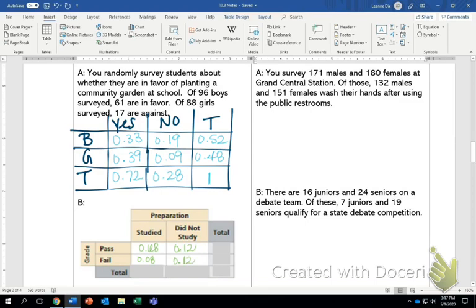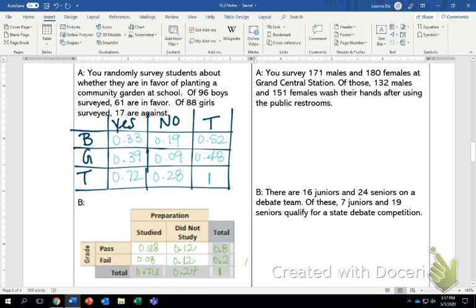All right, I'm going to add downwards. 0.68 plus 0.08 is going to be 0.76. Add downward for the next one, you should get 0.24. Add sideways, 0.68 plus 0.12 should be 0.8. And if you add sideways for the second row, you should get 0.2. We're going to add sideways and downwards to make sure we get a 1. 0.8 plus 0.2 is 1. And 0.76 plus 0.24 is also 1. All right, so we did all of that correctly.